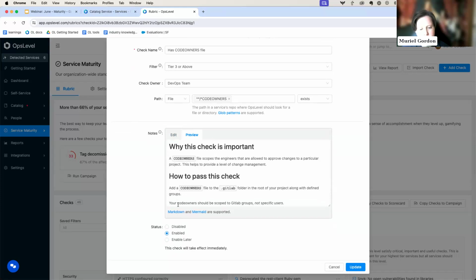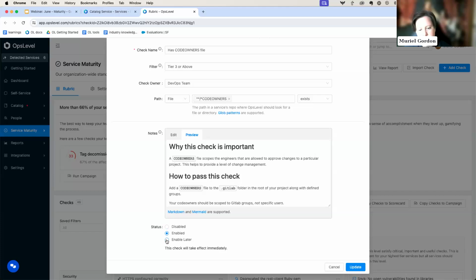And the last bit here has to do with, is this going to be live now, later, at all? So you can have your checks be disabled. And what's nice about that is you can still see a report to see how your services stack up against this standard without affecting the maturity level or having scary red X's show up on your service. You can enable it right away. That's what we're doing here. We're going for it. We want to see if we're passing this or not.